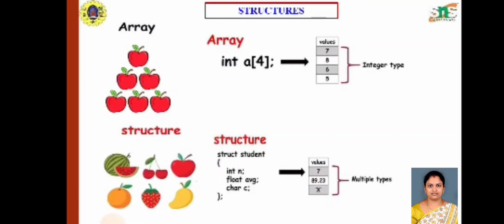What is an array? An array is a collection of objects of similar data type. So this is array. To overcome the disadvantage of array, we are going for the structure concept. Structure is similar to array, but it is a collection of different types of objects. So array is a collection of same type of elements, but structure is a collection of different types of elements.